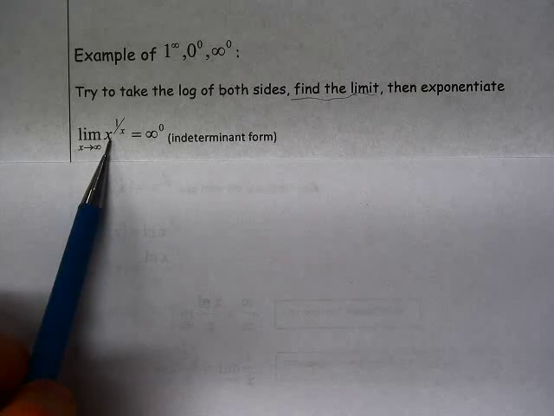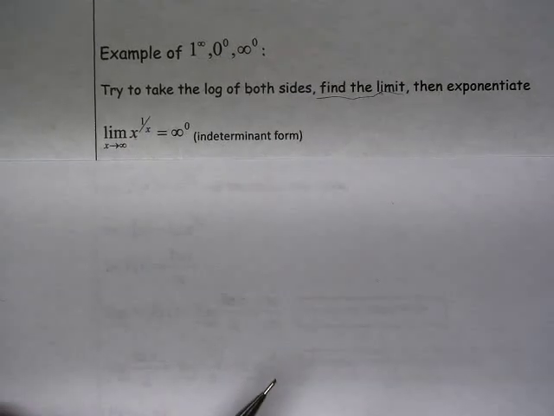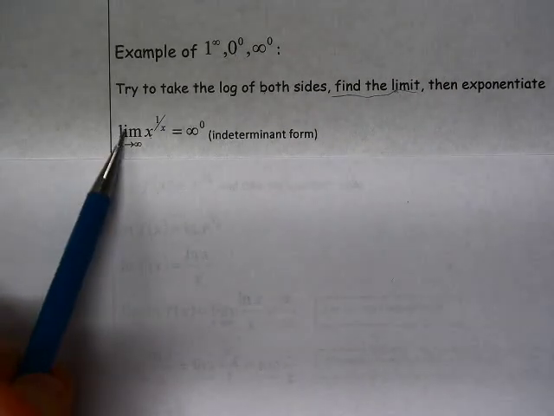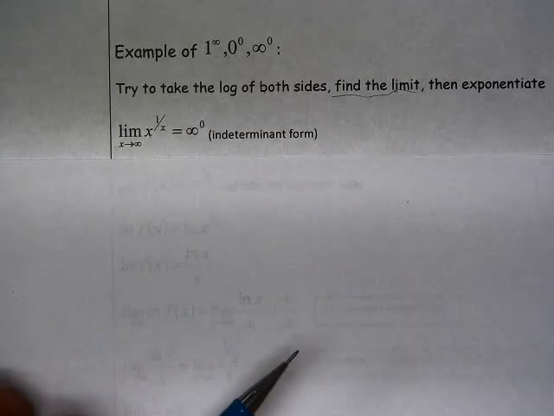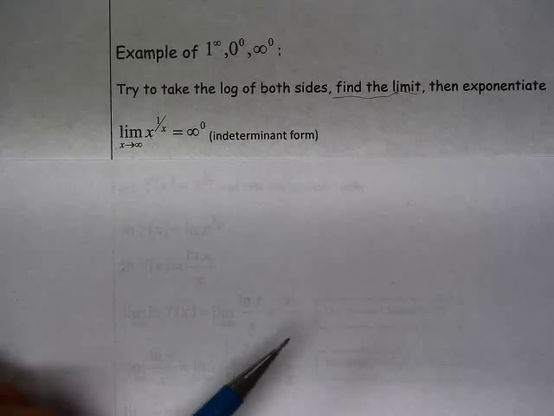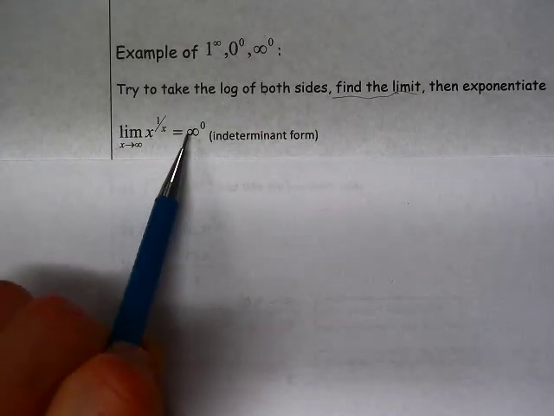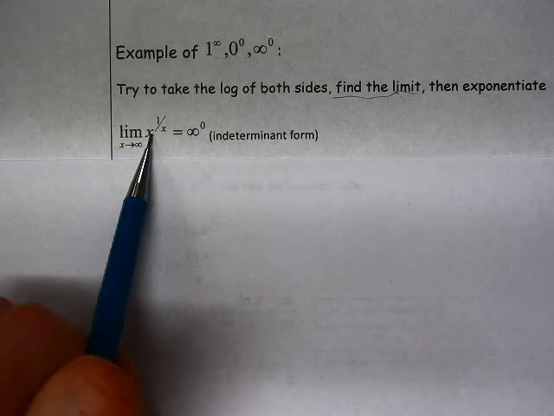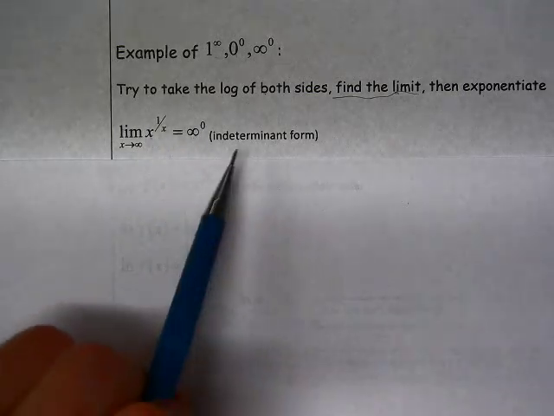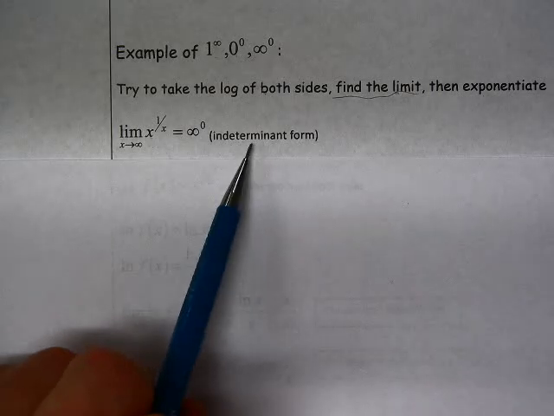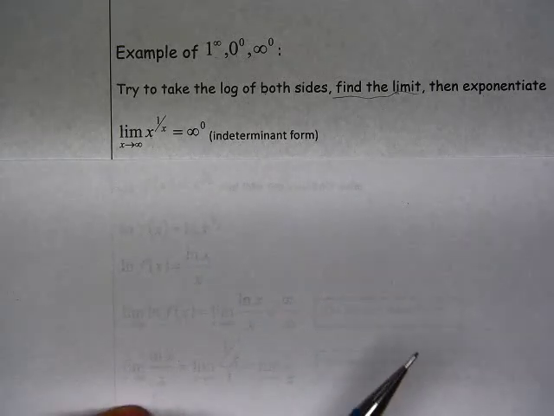Here I have x raised to the power of 1 over x, and the limit of that as x approaches infinity. All right, so if I just try substitution, I get infinity to the 0 power. I get infinity raised to the 1 over infinity. And that's an indeterminate form, but it's not one we can apply L'Hopital's rule to right away.